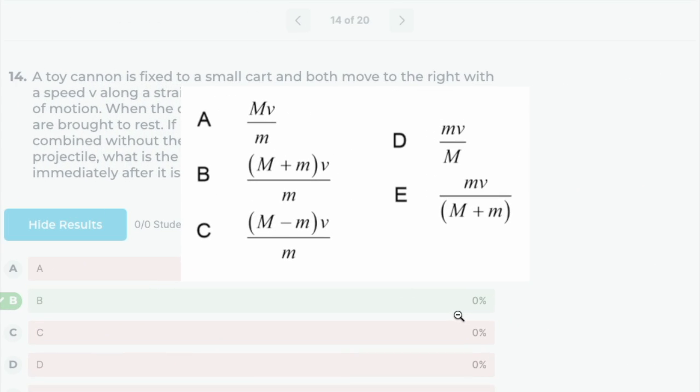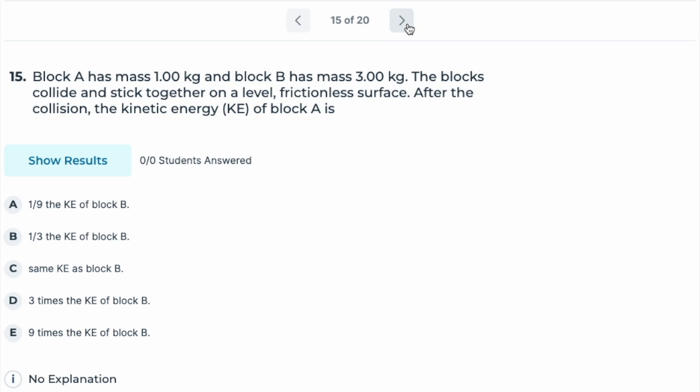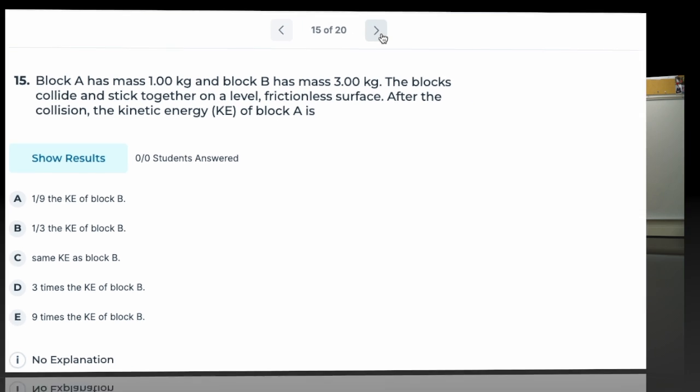Correct answer is B there. Yes, so B is the correct answer. Block A has mass 1 kilogram and block B has a mass of 3 kilograms. The blocks collide and stick together on a level, frictionless surface. After the collision, the kinetic energy of block A is?